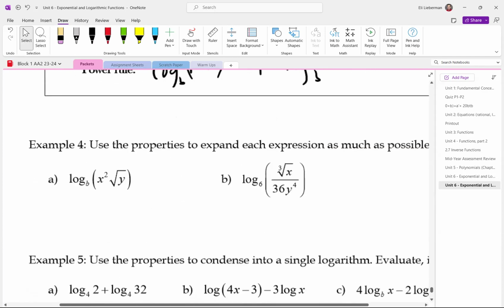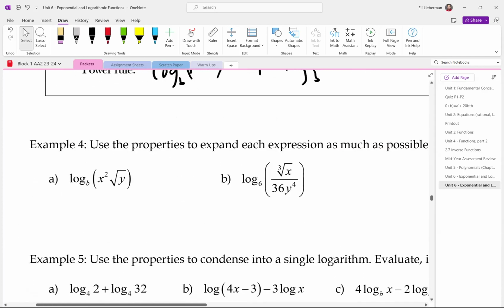Look at these. Use the properties to expand each expression as much as possible. I do want to work through A. When you finish A, check with people around, make sure they got the same thing you did.